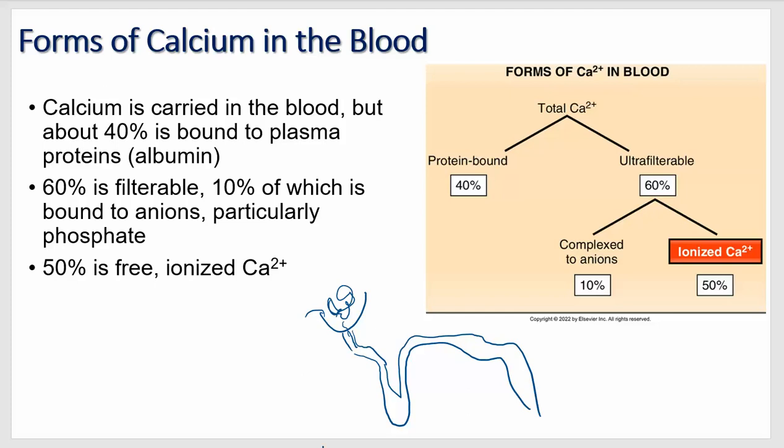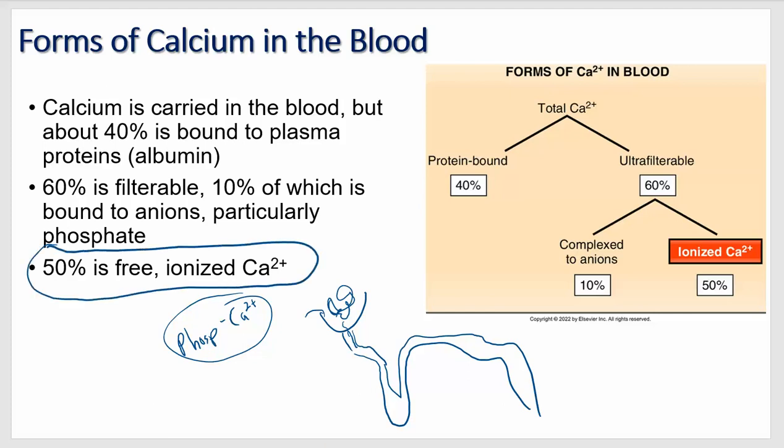But remember, 10% is bound to anions, particularly phosphate. So we had those phosphate anions that calcium can bind to. But those can be filtered, and that's part of our urine buffer, those phosphates. Overall, what we end up with is about 50% in our blood that is just free ionized calcium 2+. So that's about half.